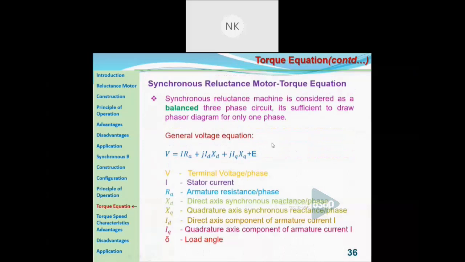In the synchronous reluctance machine, since it is a balanced three-phase circuit, it is necessary to take only one phase for drawing the phasor diagram. And we can have the voltage equal to the current into the resistance, plus j into the D-axis current into the D-axis reactance, plus j into the Q-axis current into the Q-axis reactance, plus the EMF. So here I am taking the general expression. From that general expression, I will be coming to the synchronous reluctance motor torque expression. Okay, this is for the general case.